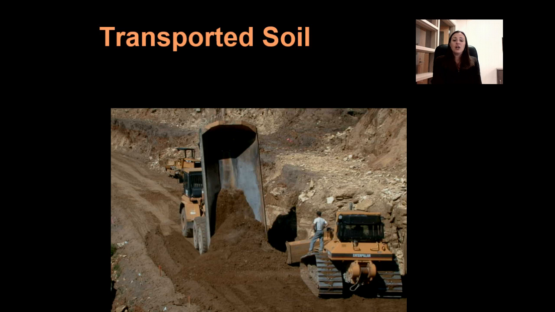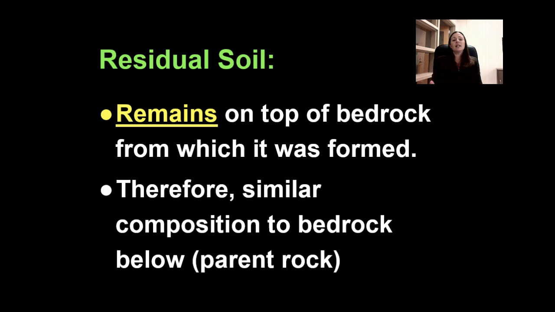Here's a picture of humans transporting soil, and this happens all the time, especially if you are a gardener and you need to enhance your soil. You may go to the nursery and grab more topsoil, put it on top after a long winter and revive your soil so that you can plant new flowers or new plants for the spring. Now, residual soil is soil that was formed in the parent location and it remains on top of that bedrock. So it is similar in composition to the bedrock that it formed from below.